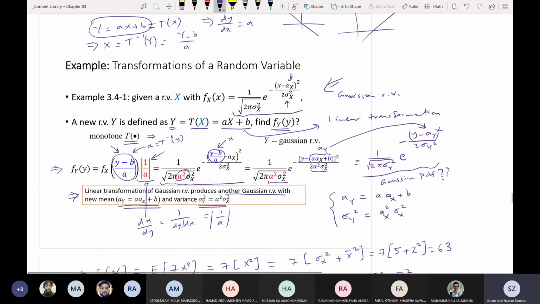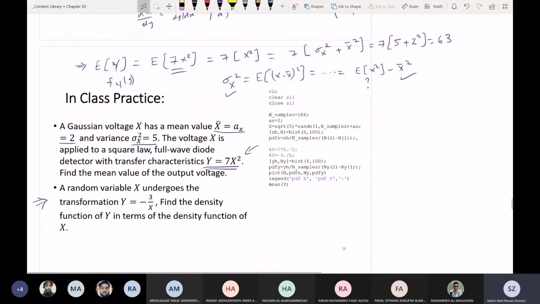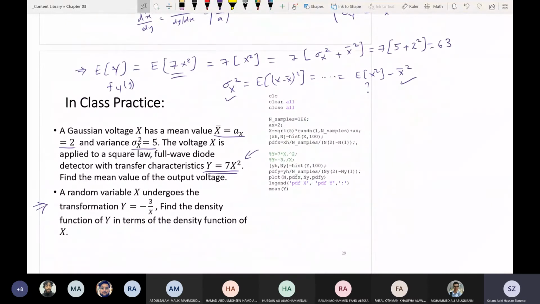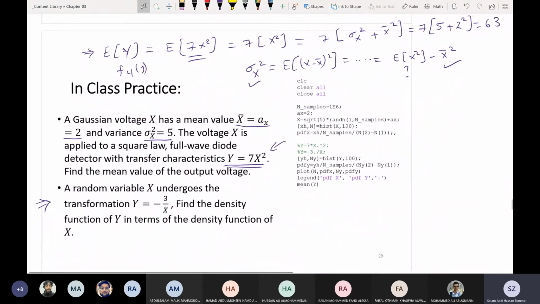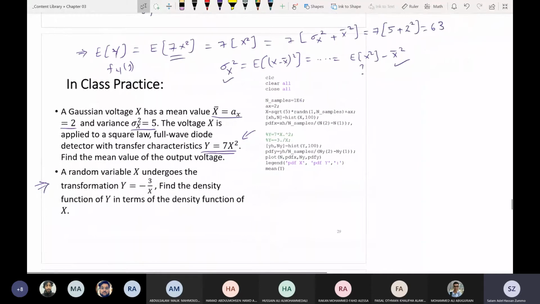We took several examples on that, and we stopped in the second example. In this class, the objective is to continue with this example and then talk about the general transformation when you have a non-monotonic function, as well as the transformation of a discrete random variable. This is what we'll do today, with some examples on both.